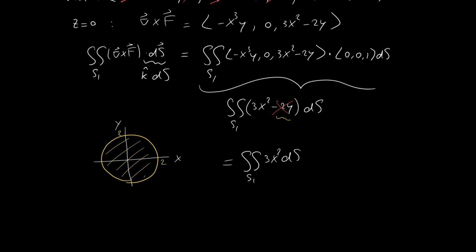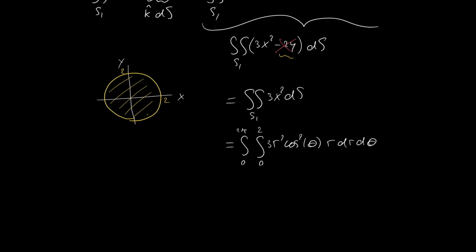Now that seems to be doable over this circle of radius 2. It makes a lot of sense to use polar coordinates for this integration. So let me then just write that up. It's going to be 3x squared is 3r squared cosine squared theta times r dr d theta. And r is going to be from 0 to 2 because that's the radius of our disk, and then theta is going to be from 0 to 2 pi. Now that's an integral that we can really solve.